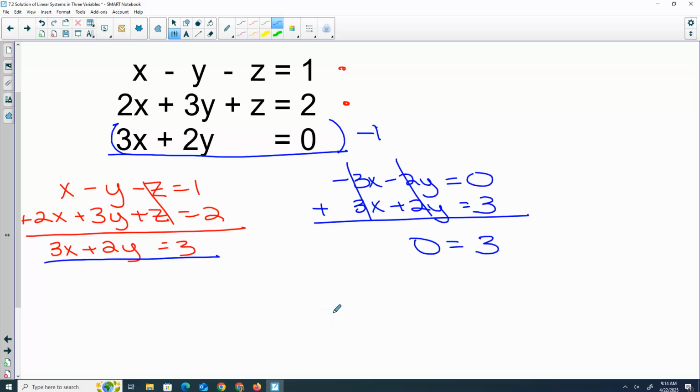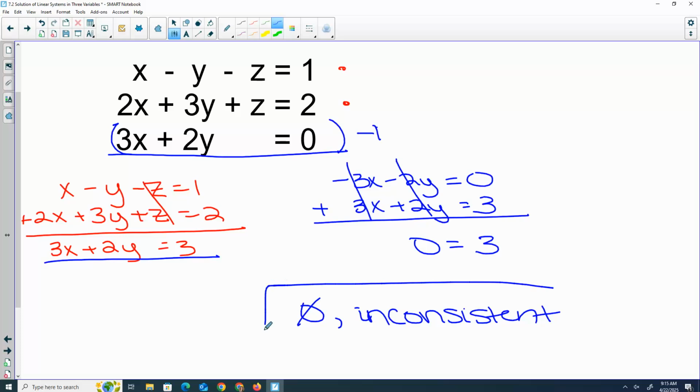What does that mean? No solution. Now what's the word we use when that happens? I told you, every time you have a no solution, you have to write this. Remember at the beginning we said any system that has a solution is consistent. If it doesn't, that is inconsistent.